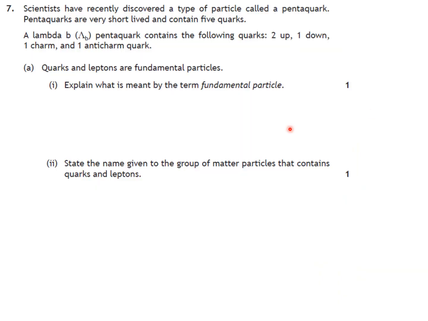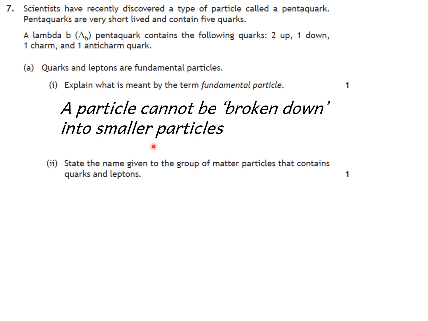Now, let's get to some past paper questions just to show you how this works. So pause the video and have a wee read of this yourself, and then I'll take you through the answers. Okay, first question, it says, explain what is meant by the term fundamental particle. So the first thing is, a particle cannot be broken down into smaller particles. So it's just a straight recall question. State the name given to the group of matter particles that contains quarks and leptons. And again, it's a straight recall question, hadrons.